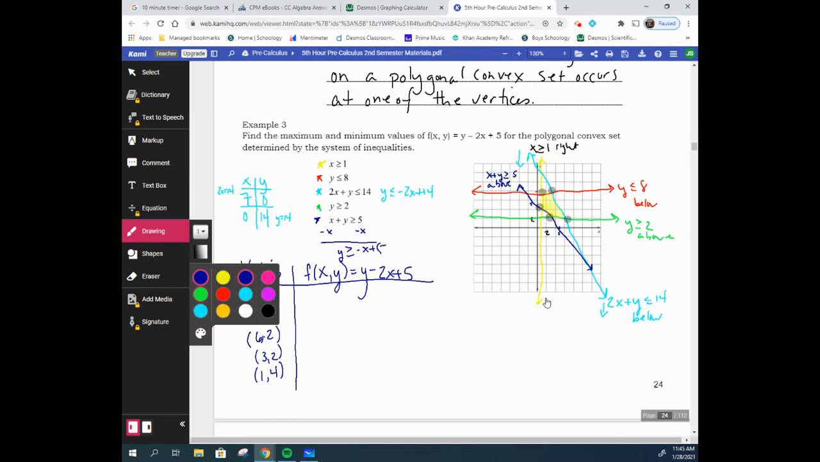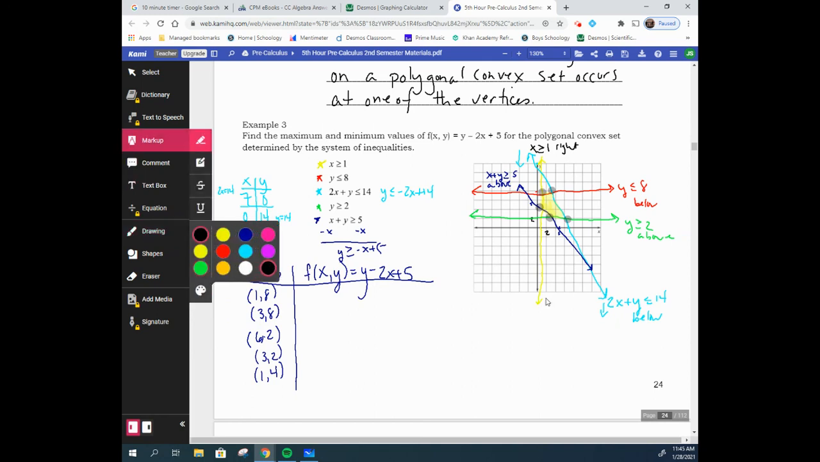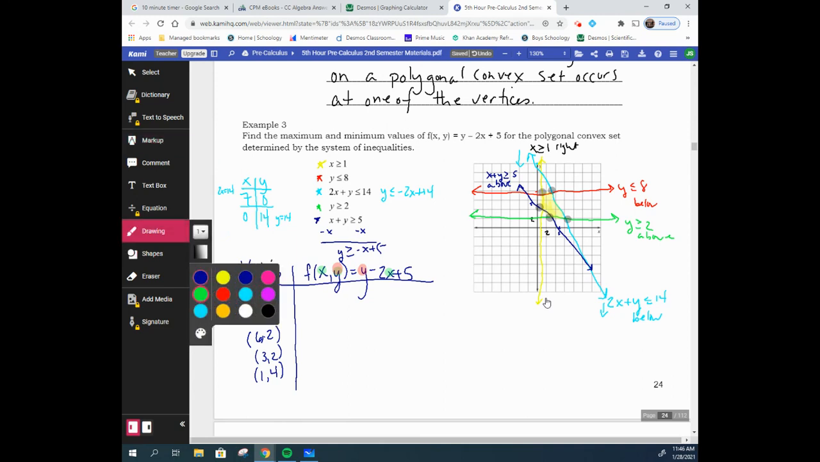So now what we're going to do is use this rule here to find the maximum and the minimum. F of x, y means you're going to plug your x value in here for x, and then you're going to plug your y value in for y. Oops, I meant to change my color here. Then the y value is going to go in here for y, and then you're going to see when you do that for all of them, which has the biggest and the smallest.